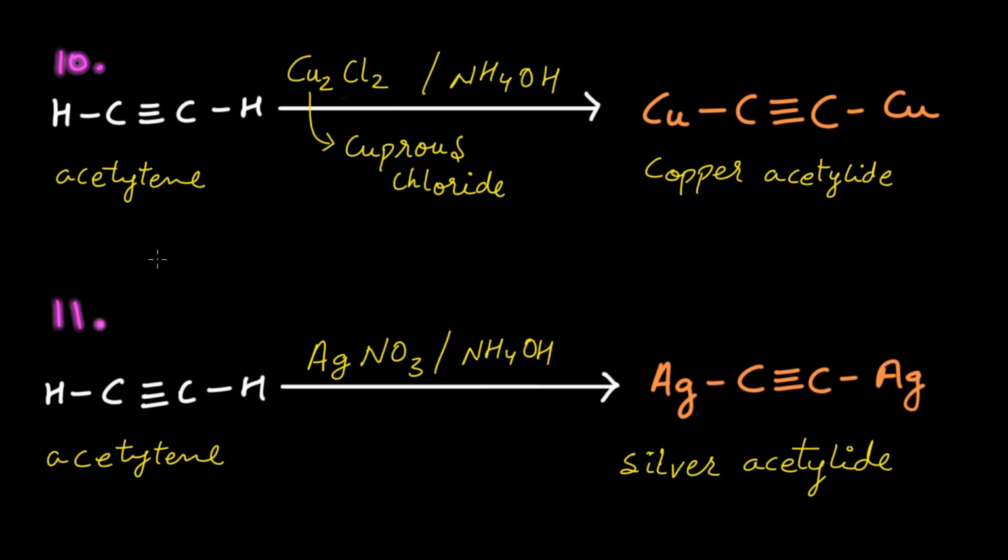Next, now these two are simple reactions. When acetylene is treated with cuprous chloride, Cu2Cl2, and NH4OH, ammonium hydroxide, you will get copper acetylide. In this reaction, hydrogens are replaced by copper. In a similar manner, look at the 11th one. When acetylene is treated with AgNO3 and NH4OH, the hydrogen atoms are replaced by silver atoms. So you will get silver acetylide. Silver acetylide, right?